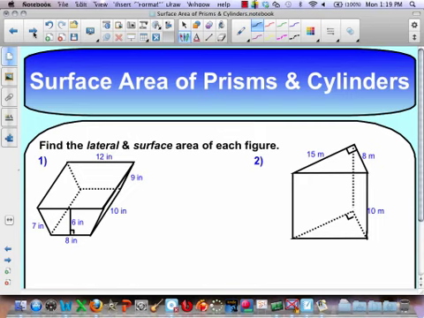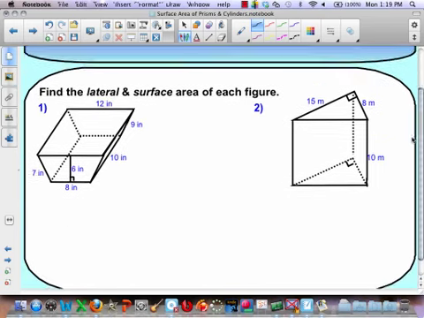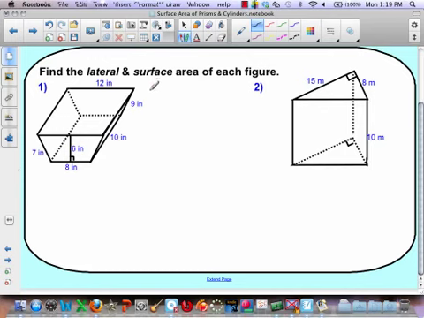All right, what are we trying to find? Number one. Lateral and surface. Okay, so let's use our formulas here. For a lateral area, what's the formula? Use your notes. What's the lateral area for a prism? What's the formula?